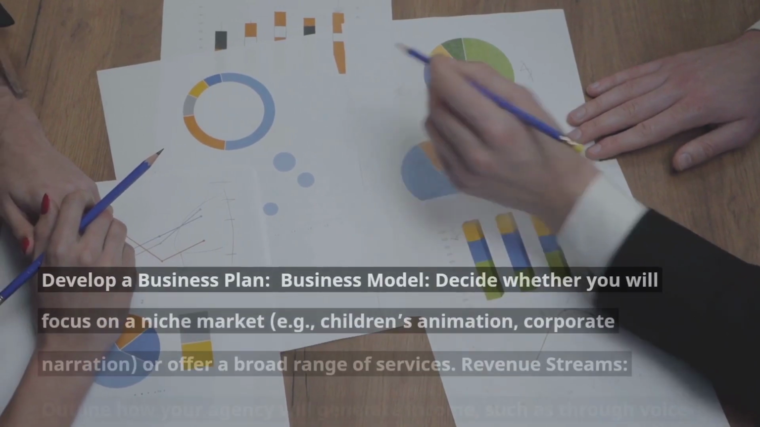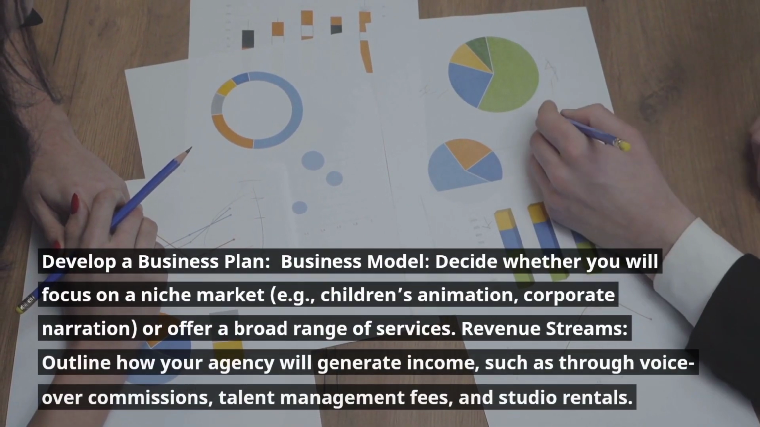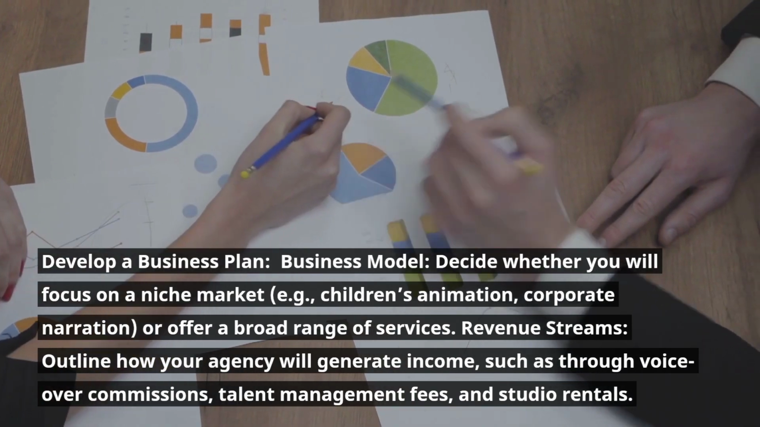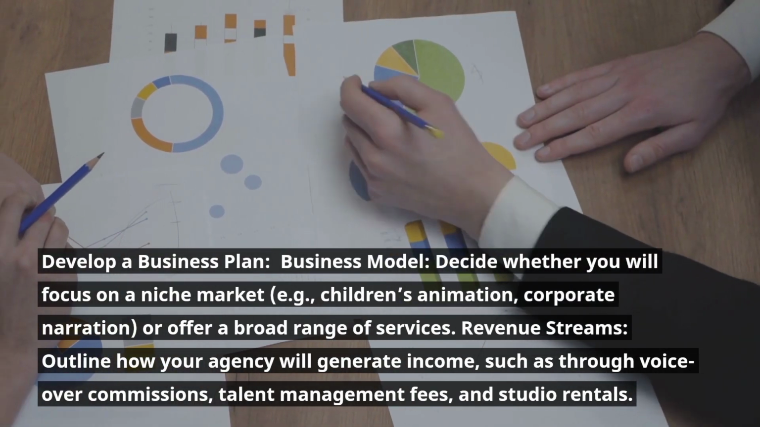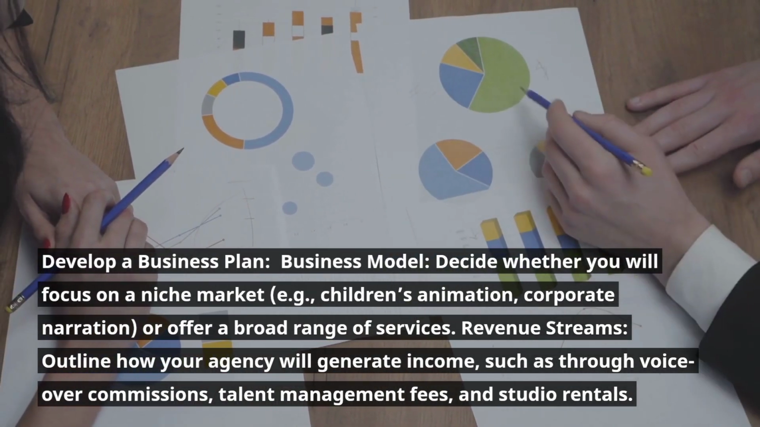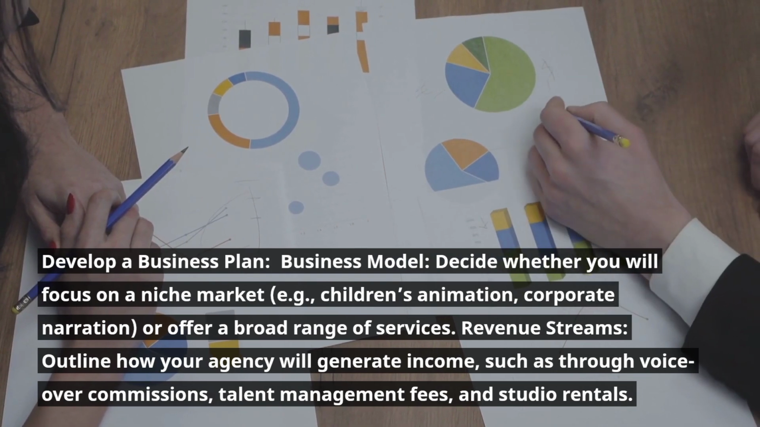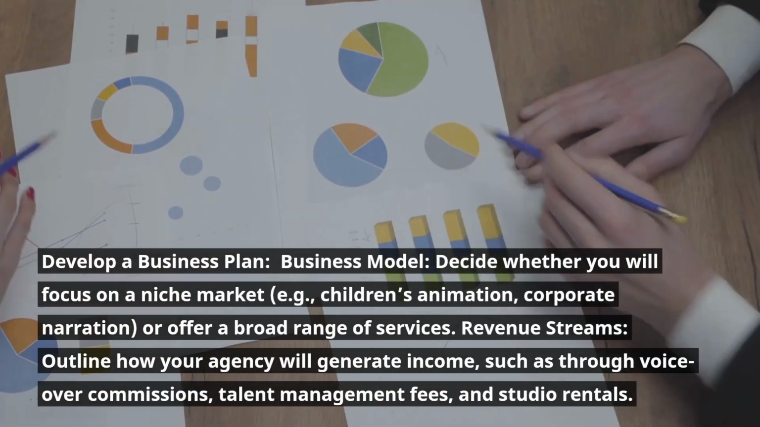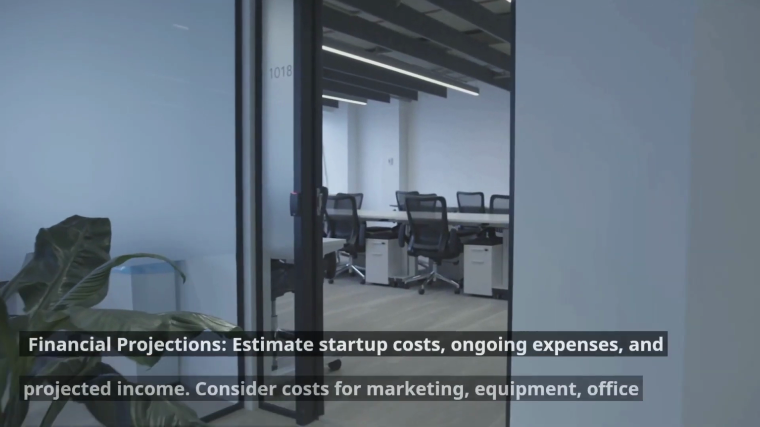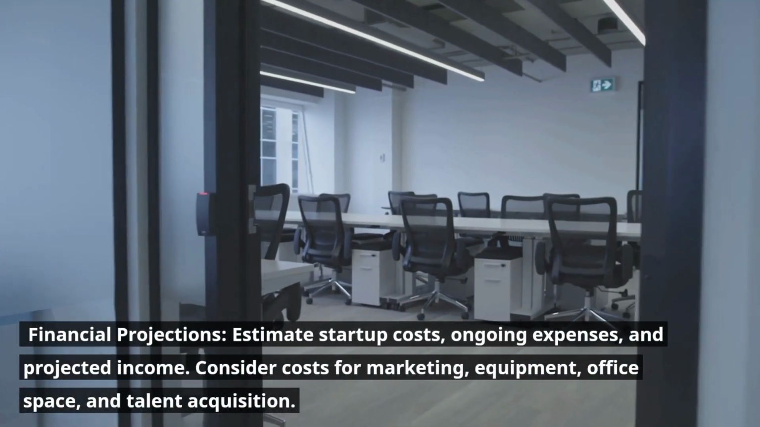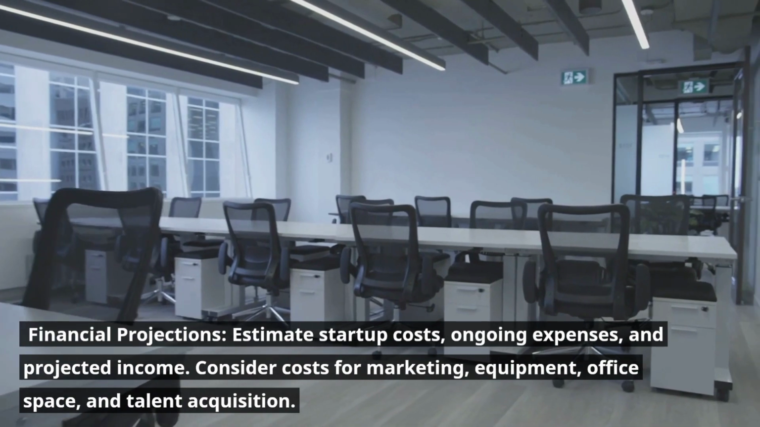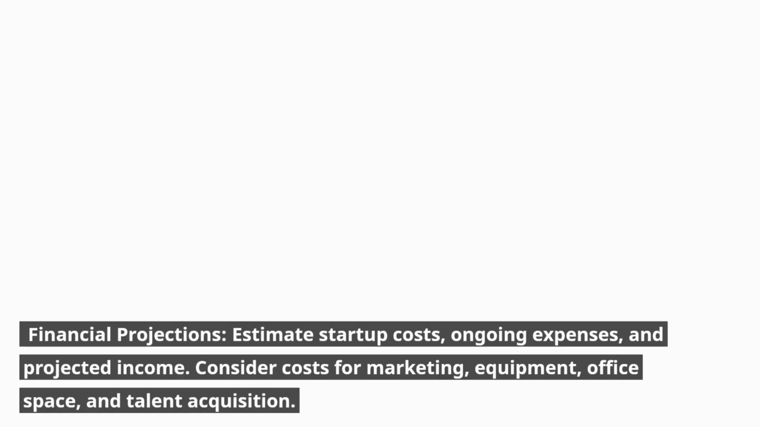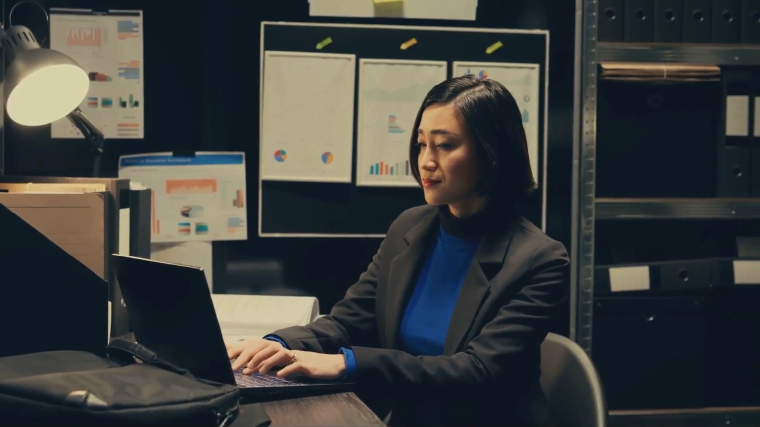Develop a business plan. Business model: decide whether you will focus on a niche market, for example, children's animation, corporate narration, or offer a broad range of services. Revenue streams: outline how your agency will generate income, such as through voiceover commissions, talent management fees, and studio rentals. Financial projections: estimate startup costs, ongoing expenses, and projected income. Consider costs for marketing, equipment, office space, and talent acquisition.